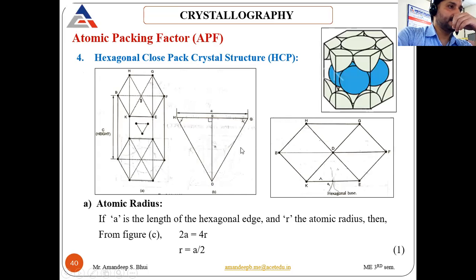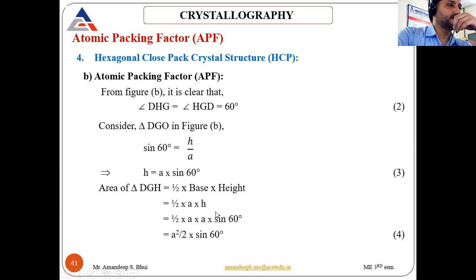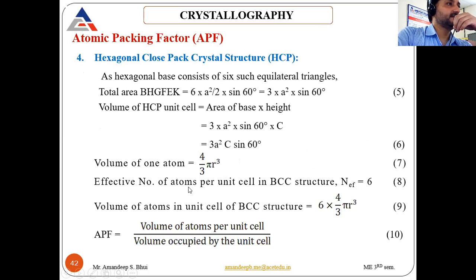Now this is one triangle area. So how many triangles are there on this base? We have 1, 2, 3, 4, 5, 6. So there are 6 such triangles on the base. This is the area of one triangle. As the hexagonal base consists of 6 such equilateral triangles, the total area of the base will be given by 6 multiplied by A square by 2 into sine 60. It will be 3 A square sine 60. So this comes out to be the area of the base of the hexagon.